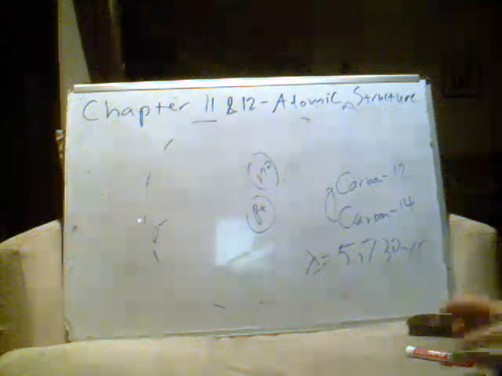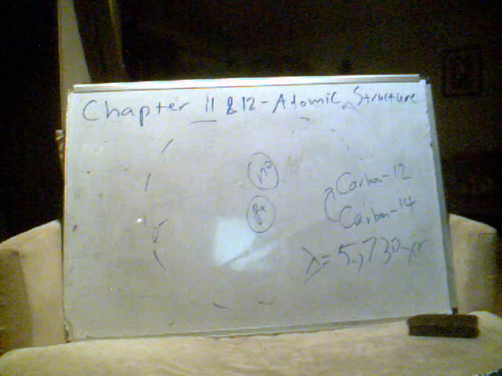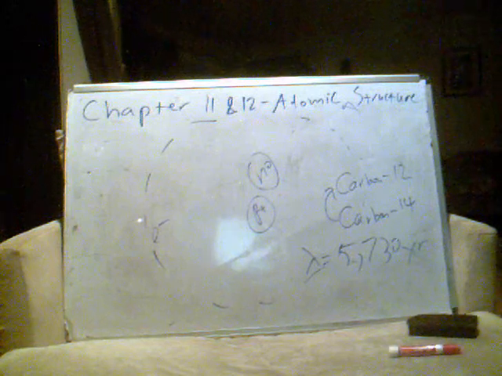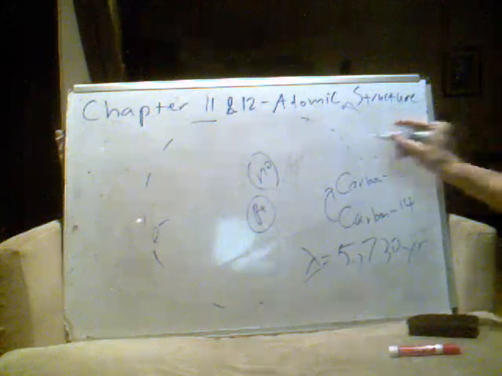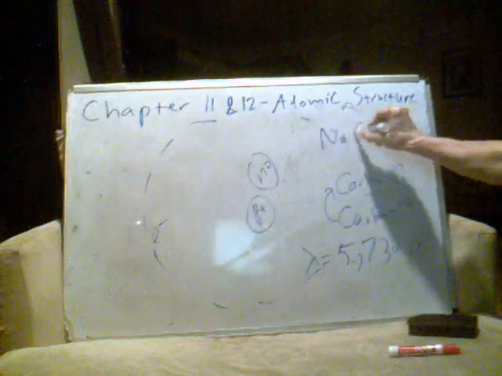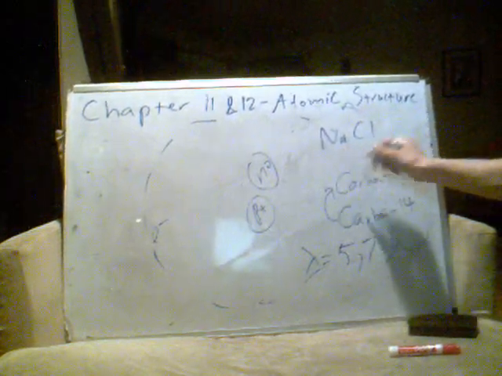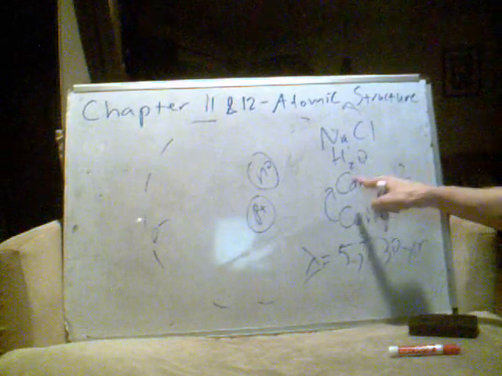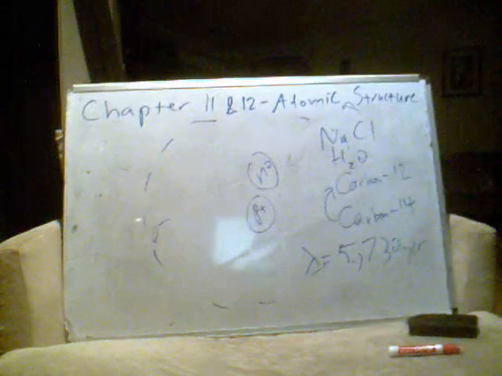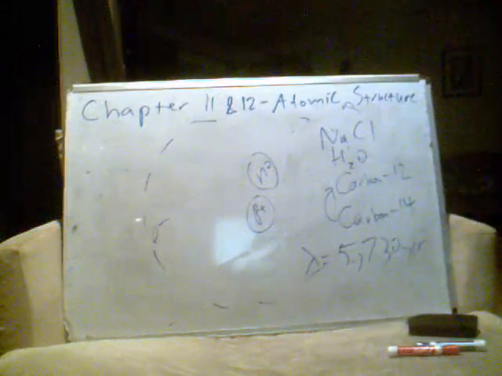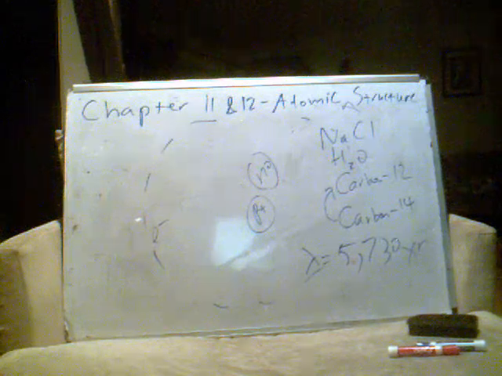A little more vocabulary. Something called a compound is matter that is made up of 2 or more elements. Things like salt, sodium chloride, right? Table salt. Or water, hydrogen and oxygen. Those are compounds. Carbon dioxide is a compound.